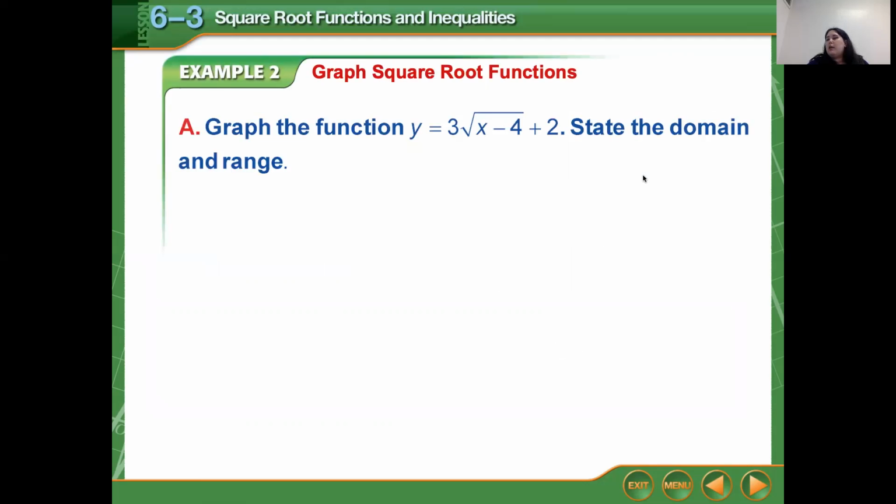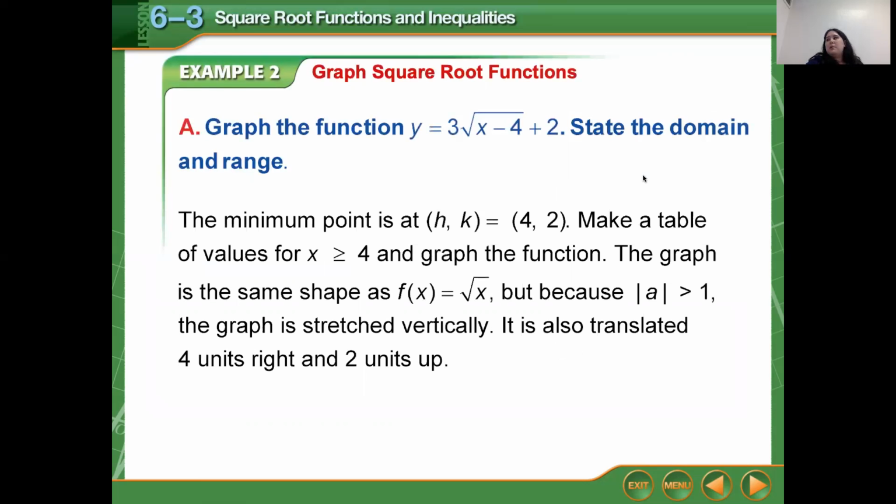So we're going to graph y equals 3 square root of x minus 4 plus 2 and state the domain and range. So our minimum point, or sometimes also called our starting point, is going to be 4, 2, which is h comma k. So then we can make a table of values for values greater than 4 on x and graph the function. The shape is still the same, but because the absolute value of a is greater than 1, it is stretched vertically, and it's translated right 4 units and 2 units up.